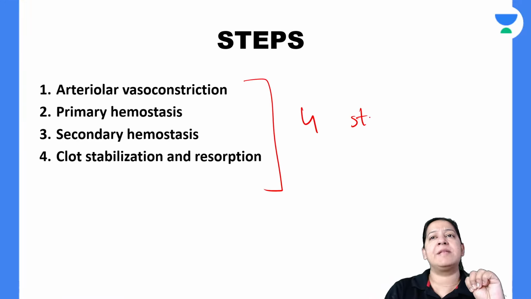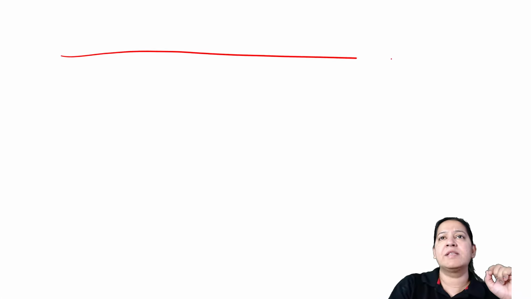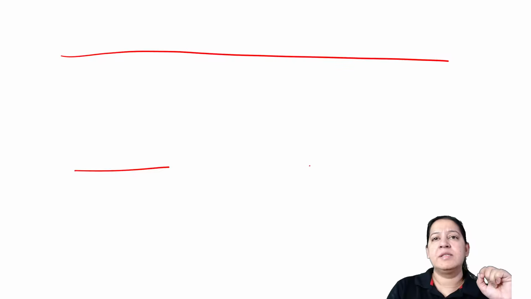There are four steps in hemostasis. I will explain all four steps one by one. Let me draw a diagram, the same diagram. Can you see this is a blood vessel? This is the site of the injury.